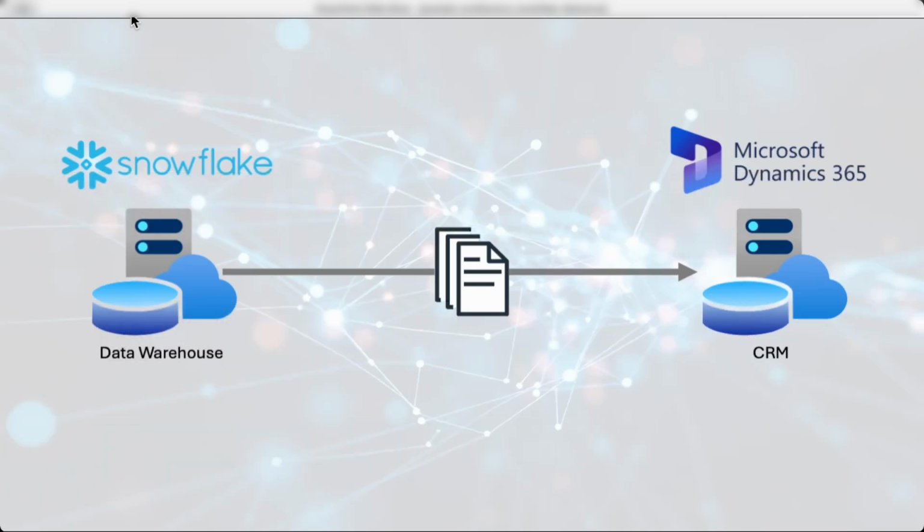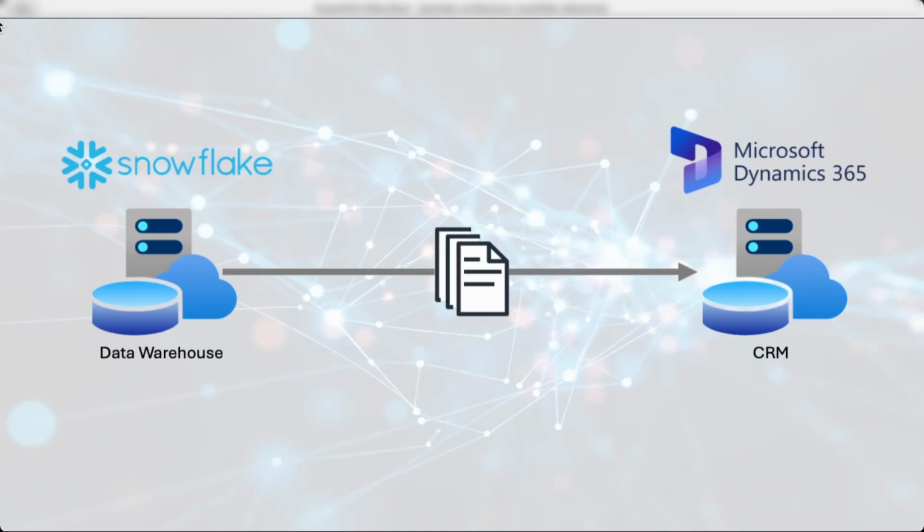To make this concrete, we'll use the example of integrating Snowflake, a leading cloud data warehouse, with Microsoft Dynamics 365, a powerful CRM platform. But remember, this pattern is generic and can be applied to other systems like Amazon Redshift, Google BigQuery, Salesforce, or SAP. The key idea is to create a pipeline that's secure, performant, and easy to monitor, whether you're working with Snowflake and Dataverse or any other combination of systems. Let's dive deeper into how this works.